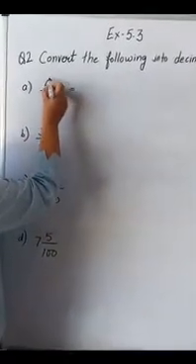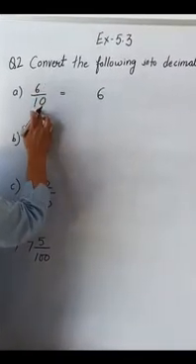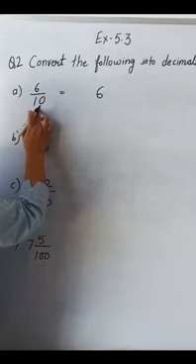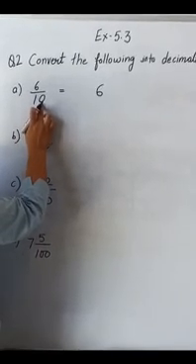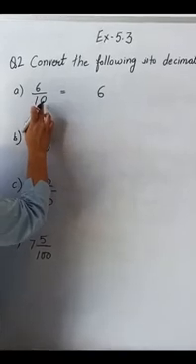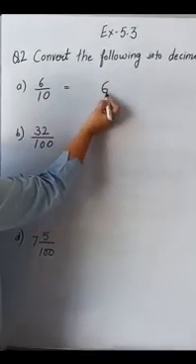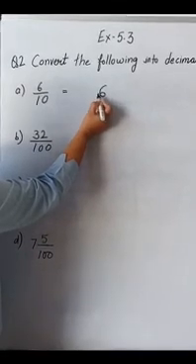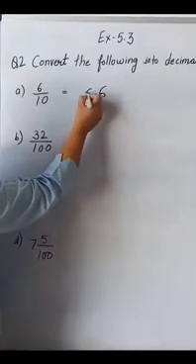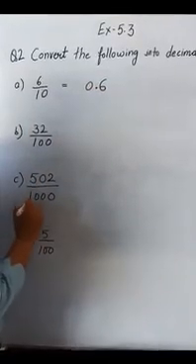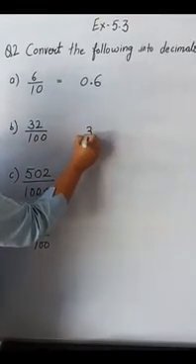Now we will write the numerator first. The numerator is 6 and the denominator is 10. When the denominator is 10, there is one 0. If there is one 0 in the denominator, we will put the decimal after one digit from the back side. So it is 0.6.